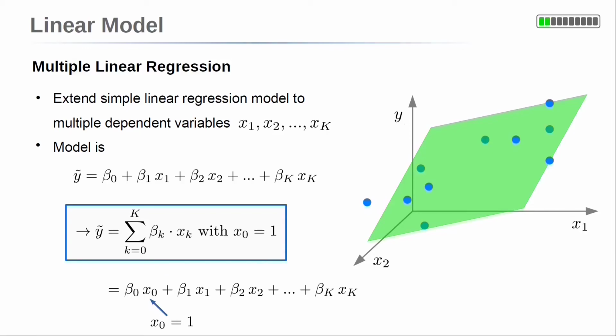On the right side, you can see a sketch of a two-dimensional linear model. So here capital K equals 2 and the model is beta 0 plus beta 1 times x1 plus beta 2 times x2. And this is geometrically a plane fitting the data.